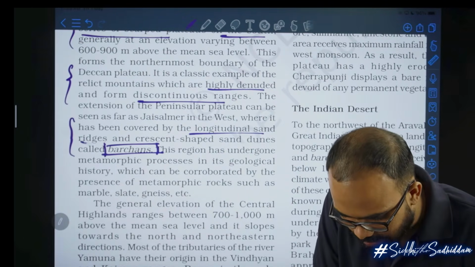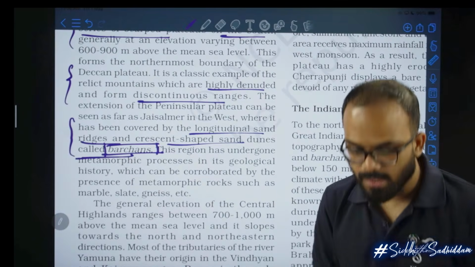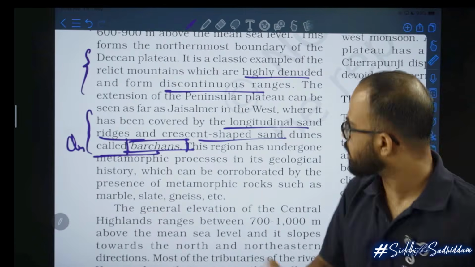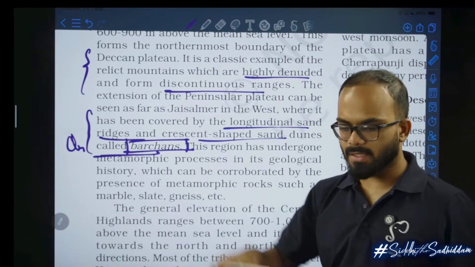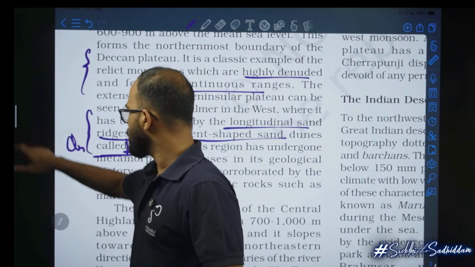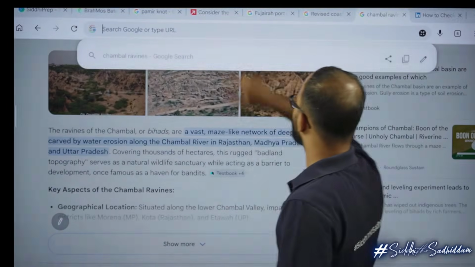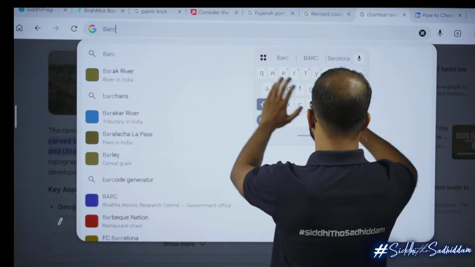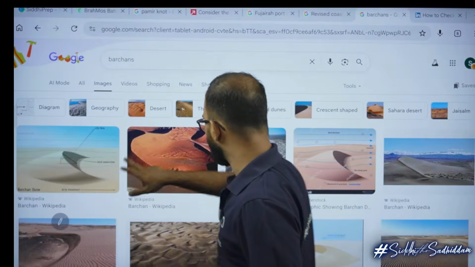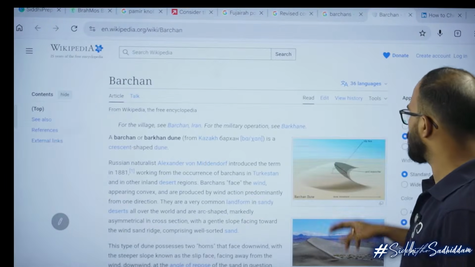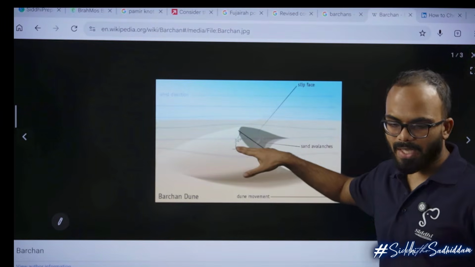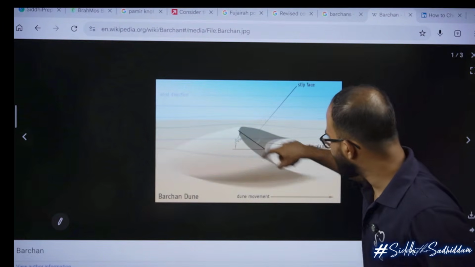The longitudinal sand ridges which are crescent shaped, these are called Barchans. They can simply ask you, where will you find Barchans? From this point, there is a question that is possible. Where will you find Barchans? Let me show you that. Barchans basically are sand dunes. So this is how you find them, these are the Barchans that I am talking about. These, the dunes, are sand heap like structures. A crescent shaped sand dune.